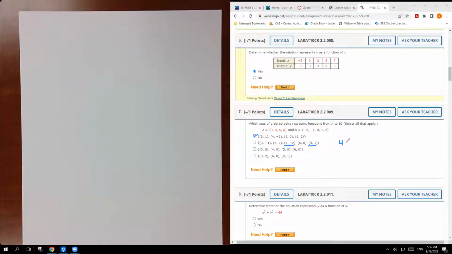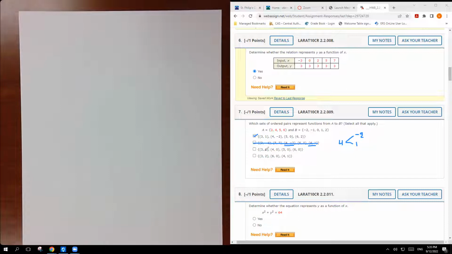We have 4 goes to 2 places, which is -2 and 1. In this case, we're not going to choose this one. This one is not a function. Let's check the third one.